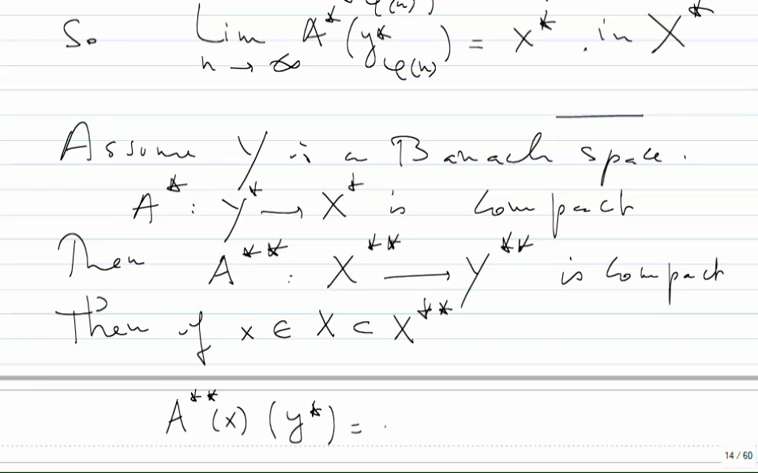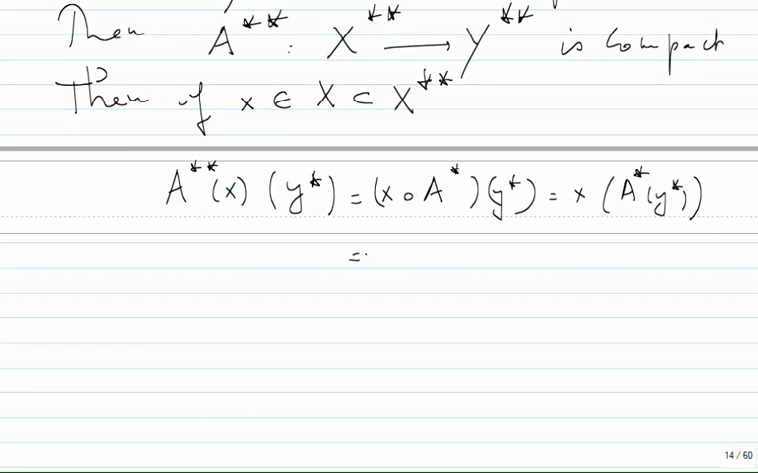So this is x seen as an element of the bidual composed with a star at y star. Okay, so I'm looking at x as an element of the bidual of x, x double star, which is x of a star y star. And remember, x is an element of the bidual, which is the embedding of x into the bidual of x.